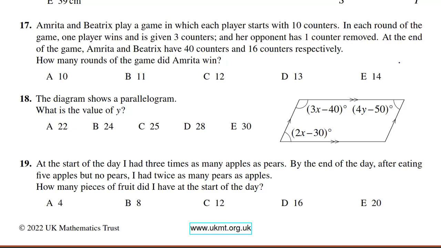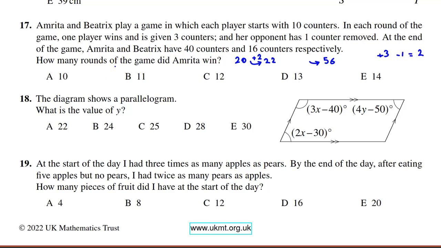Okay, so in each round, one of them here it says is given 3 counters and the other one has 1 removed. So the result in general will be 3 minus 1, 2. So the number of counters in all is added by 2 in each round. At first it says each player starts with 10 counters, so both of them have 20 counters. And in each round the number of counters in all is added by 2, 22, and so on. And at the end, we reach 40 plus 16, 56 counters. So how many rounds are there? We should subtract 56 minus 20 is 36 divided by 2, 18. But that will be the number of rounds of games.